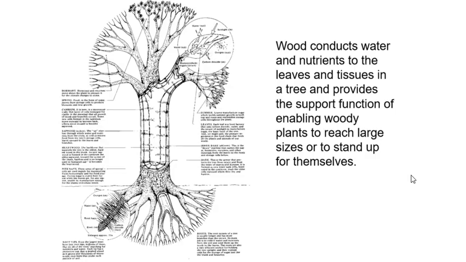So in general, what do trees do? What does the wood inside the tree actually do? So it conducts water and nutrients up to the leaves and the tissue where it's needed, and it allows the tree to stand up for itself. So that's the trunk. This is the usable part for the builders, typically for us.